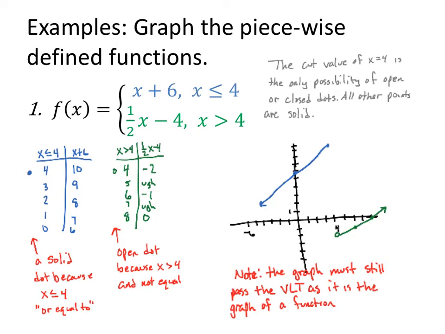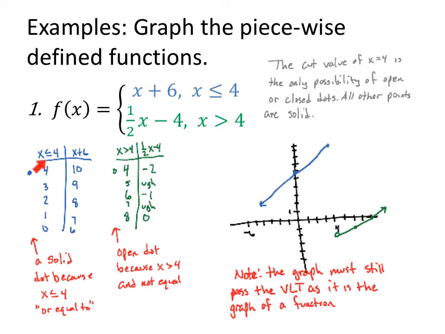This top piece, x plus 6, when x is less than or equal to 4. My domain, x is less than or equal to 4. My output, x plus 6. So I'm going to choose values starting at 4 and getting smaller: 4, 3, 2, 1, 0.